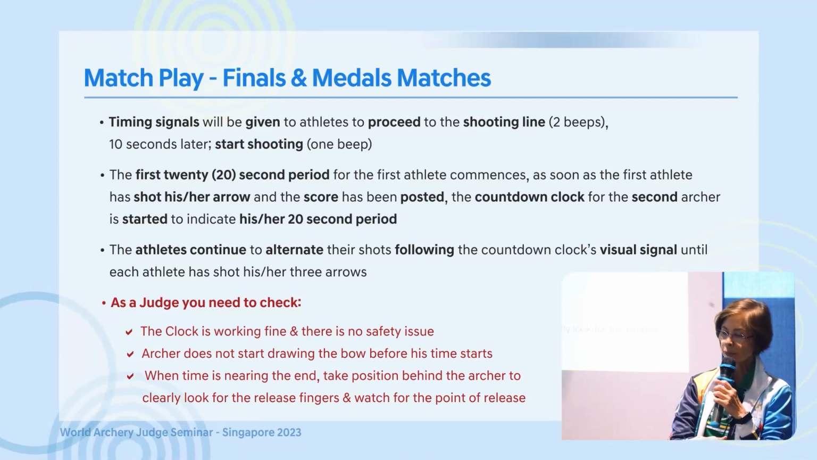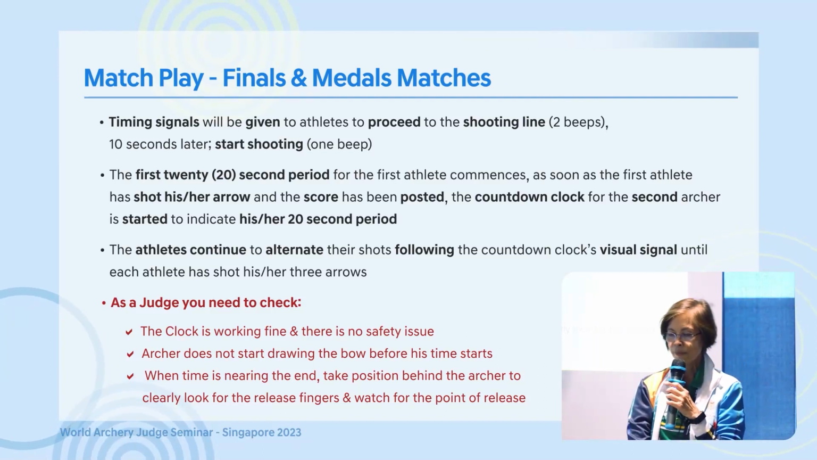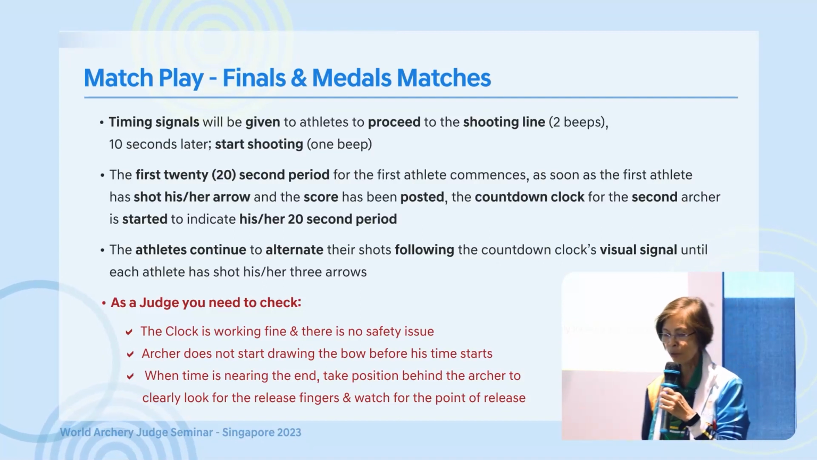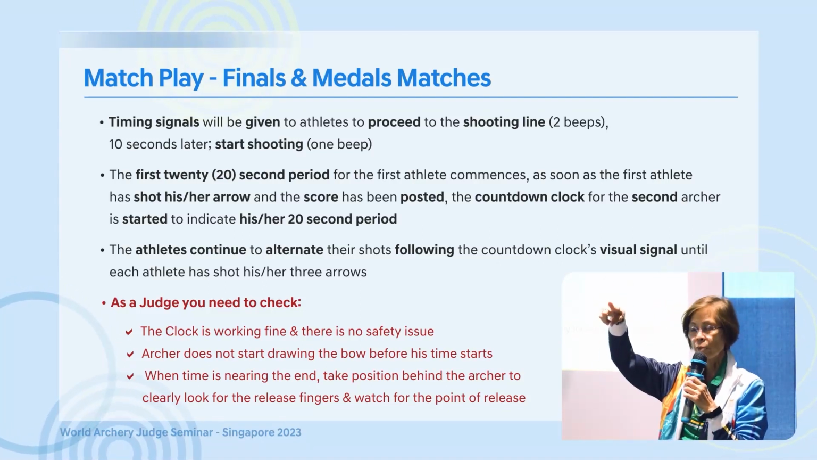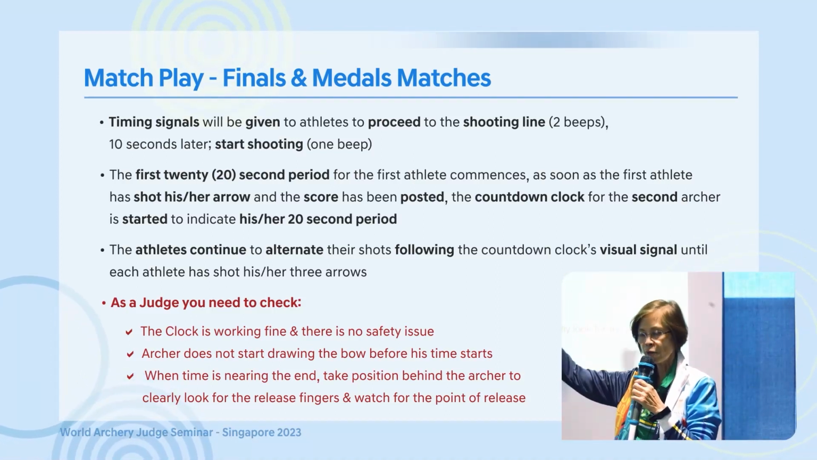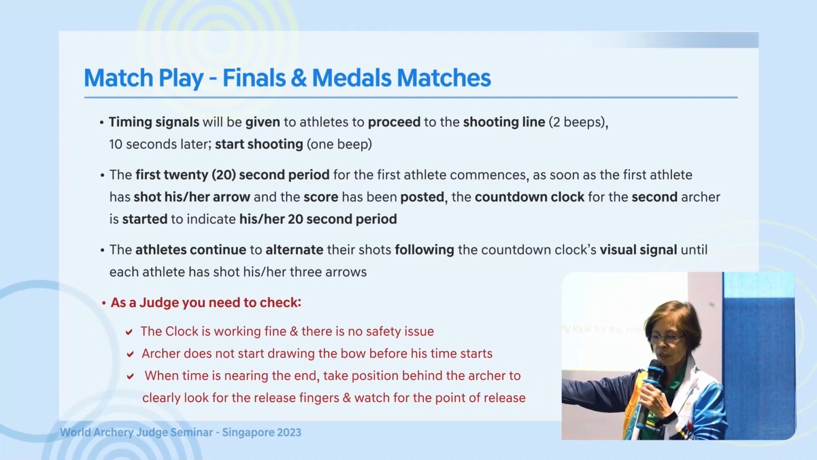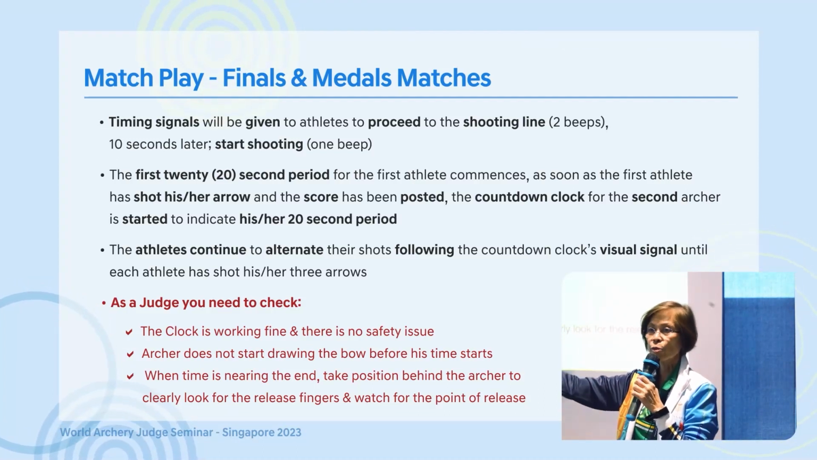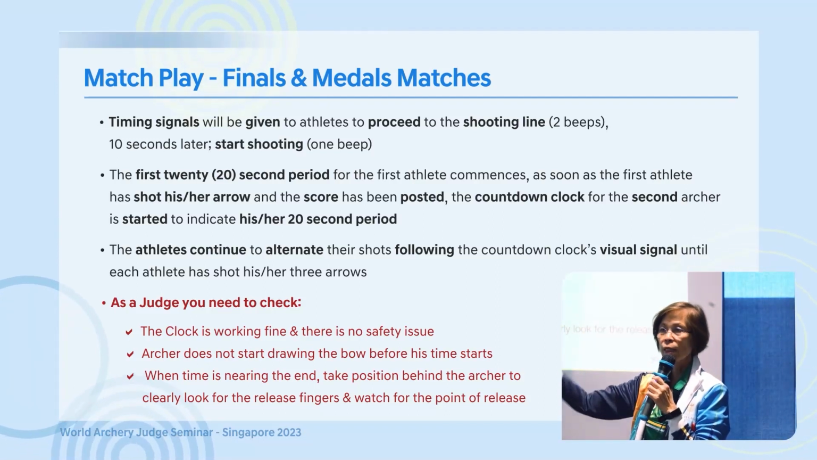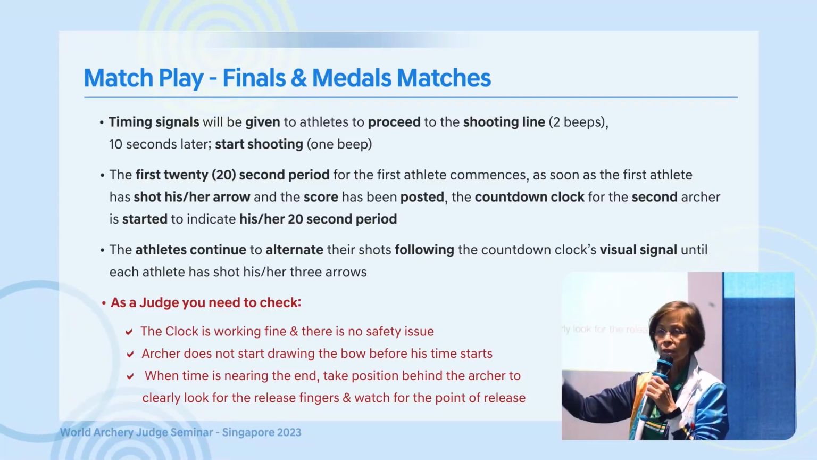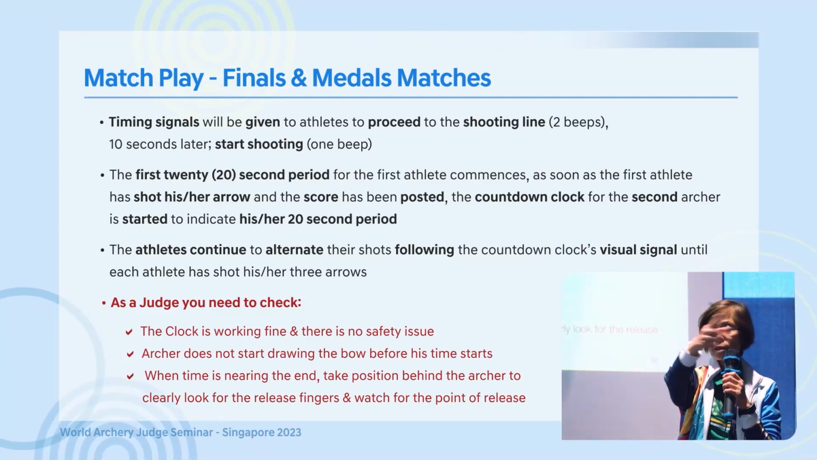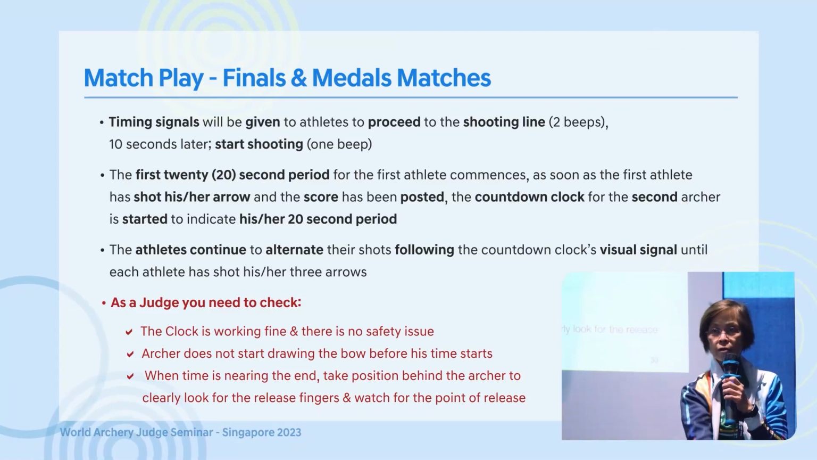So the first 20-second period for the first athlete starts, and as soon as the first athlete has shot his or her arrow and the score has been posted on the scoreboard, the countdown clock of the other archer starts to indicate that the other archer's 20 seconds begins and they can shoot. Okay, and then there's no more sound signal after that. The archer will need to be looking at the green light or the countdown running down.